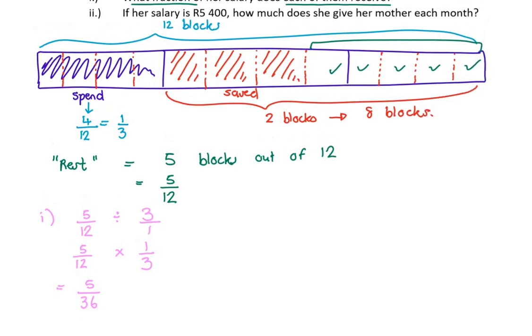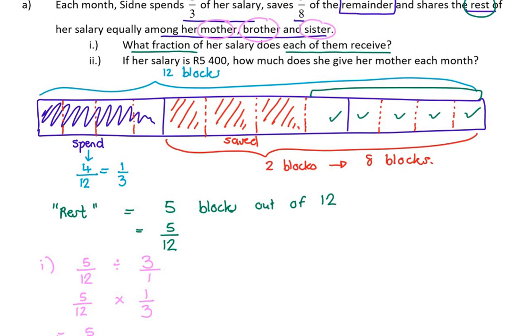Now, without the bar model, I probably wouldn't have been able to figure out that she has 5/12 of her salary left over. Remember, not 5/8 like I said initially. I was saying 5 out of the 8 of the remainder, but of her salary, it's 5/12. Now let's look at the second question.